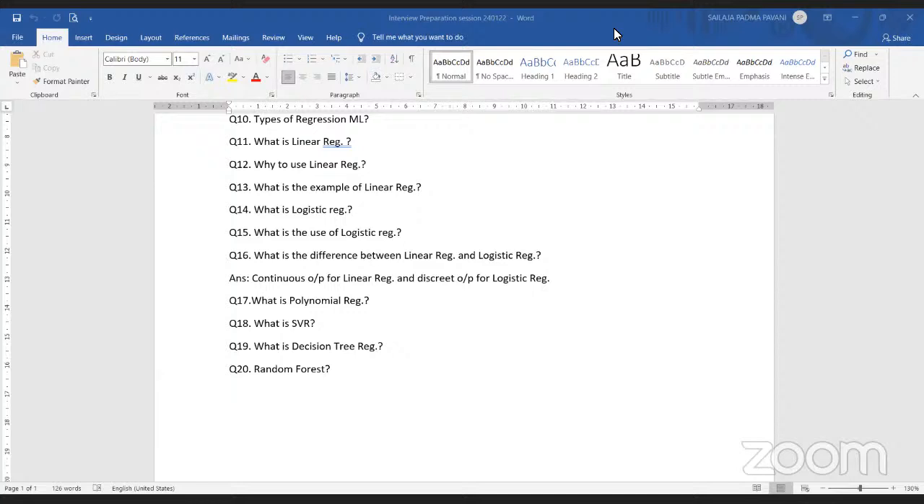So in it, we have gone through simple linear regression, and logistic regression, and polynomial regression, and SVR, along with decision tree and all, right? Now, random forest. What is random forest?